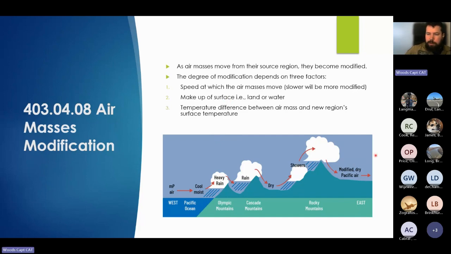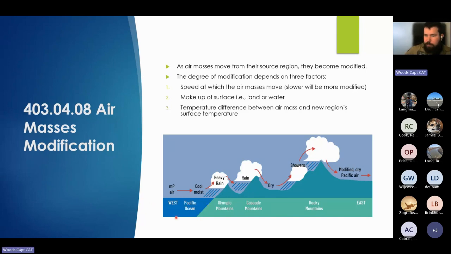So the makeup of the surface is going to affect it. If it's over the ocean for a long time, it's probably going to become more humid. If it's over the land, it's probably going to become less humid. And the temperature difference matters too. If it's a big difference, it's going to affect the air mass a little bit more.